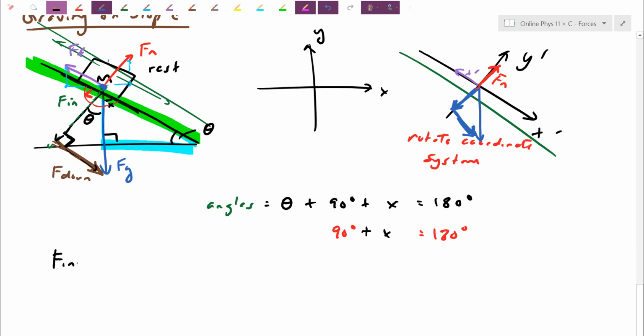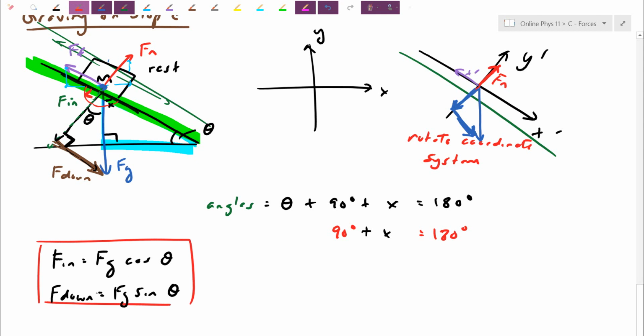So F in is going to be whatever Fg is, cos theta, and the F down is going to be whatever Fg is, sine of theta. And in this case, because the geometry always works out that way, it's always going to be true. The F in is always going to be the cos, and the down is always going to be the sine. So back when we were doing our kinematics and we were saying, oh, you can't memorize cos is x and sine is y. In this case, you can, because the theta always ends up at this inward angle.